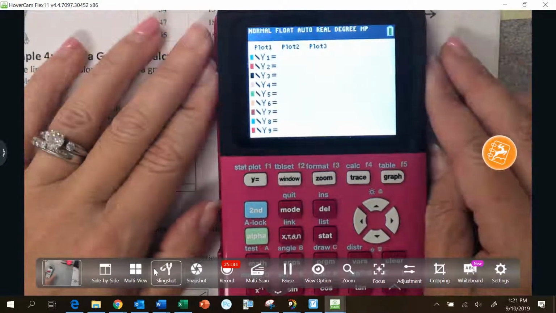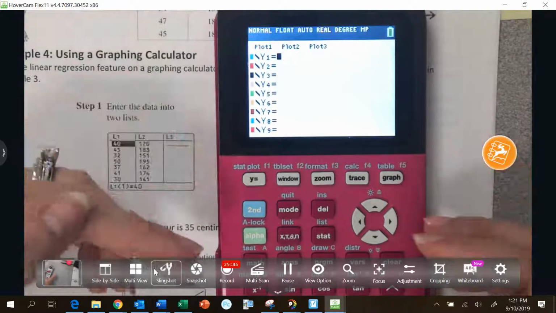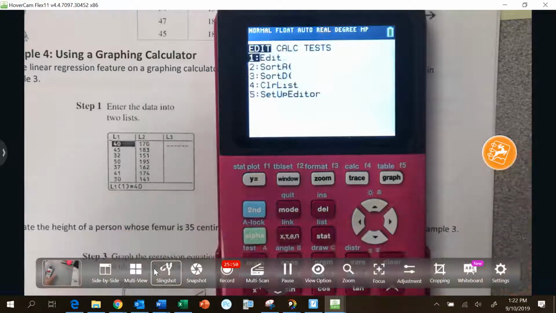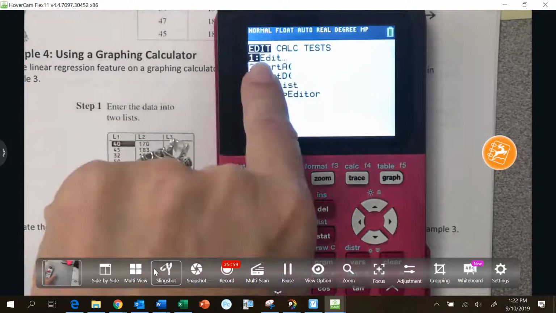Since we're talking about statistics and data, we're going to find the button that says stat. Right here, where my fingers are, stat, and you're going to push stat. And you have to tell your calculator everything. So you have to tell your calculator the data. So we're going to enter it in edit.